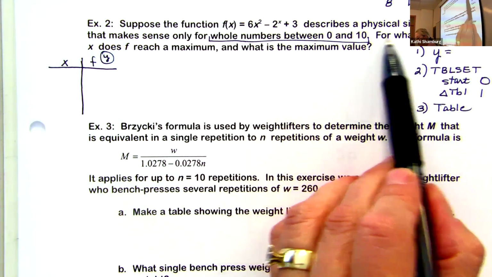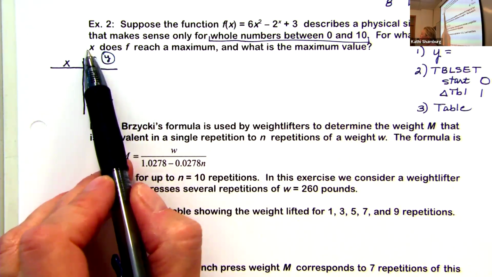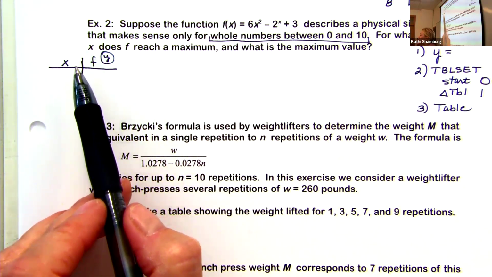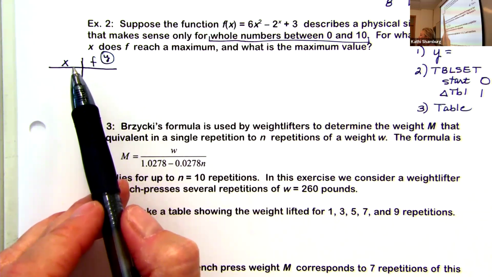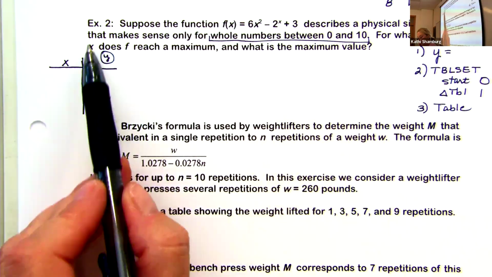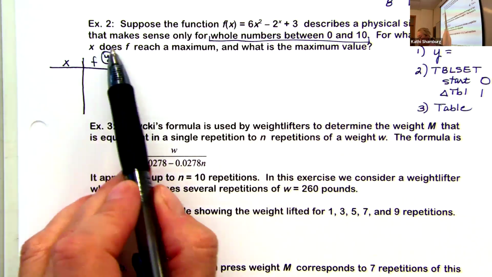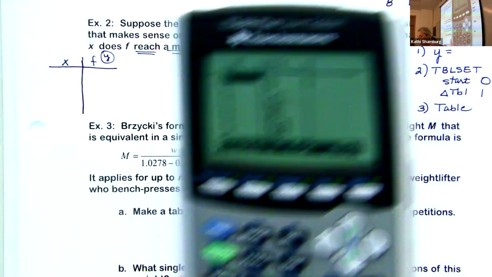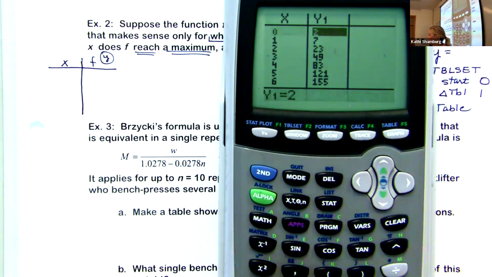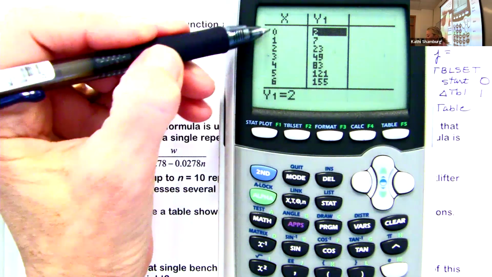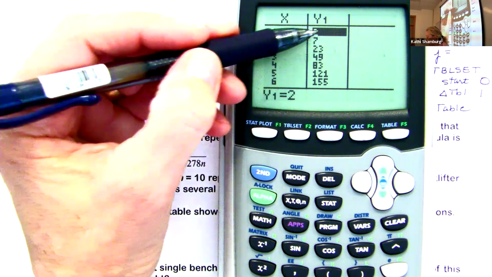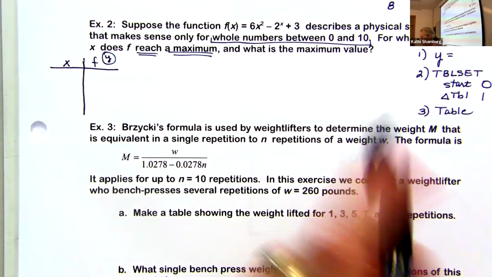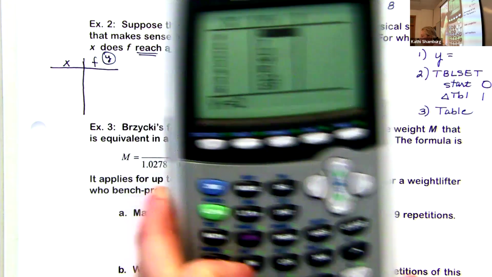So this says for what value of x, so is it asking me to find variable or function? Because it says for what value of x, x is my variable. Does f reach a maximum? So that means we want the f value, which is your output. Your x value is your input, your y value is your output. And it's saying just between the numbers 0 and 10, we want to look for the biggest number over here.